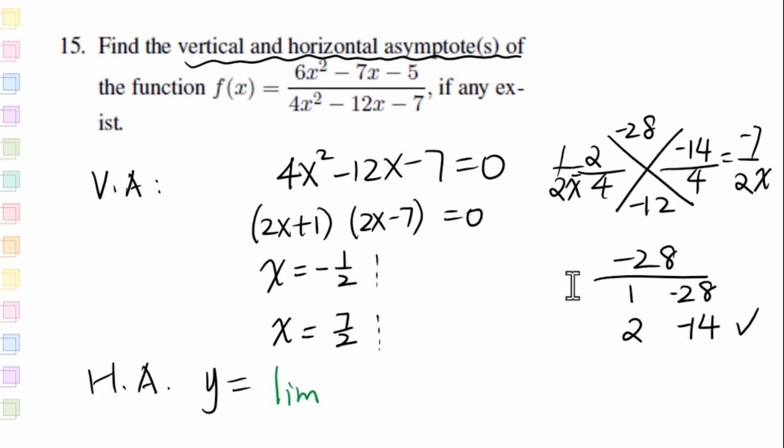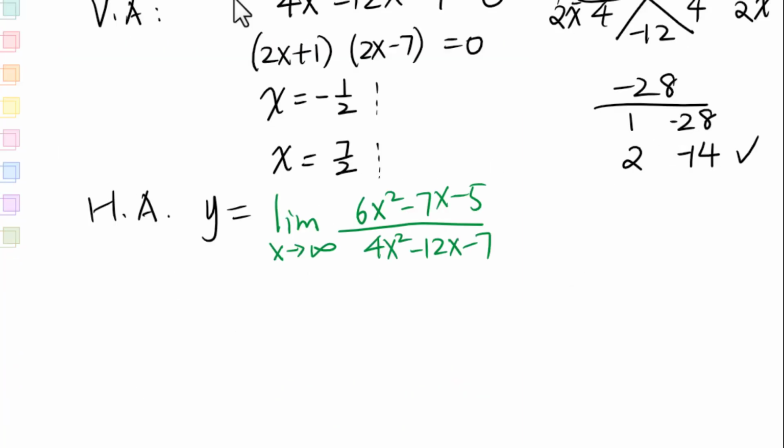For horizontal asymptote line, we will do the limit as x approaches infinity of the function 6x squared minus 7x minus 5 over 4x squared minus 12x minus 7. If you learn L'Hopital's rule, you can use that. Or we will use this limit as x approaches infinity of 1 over x to the nth power equals 0.